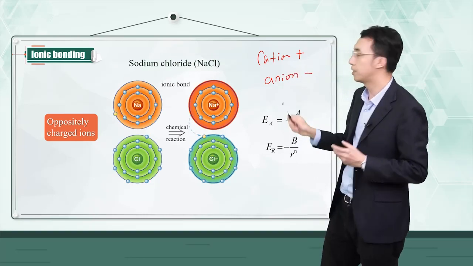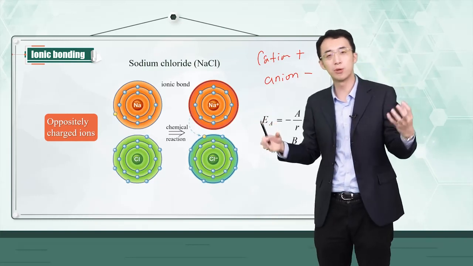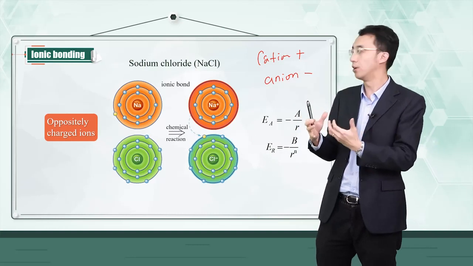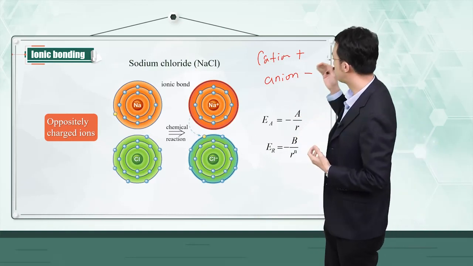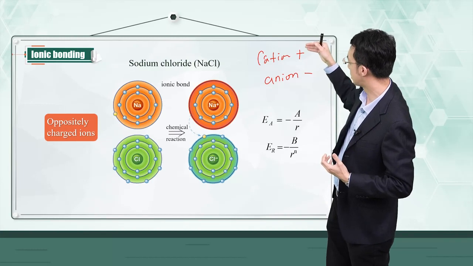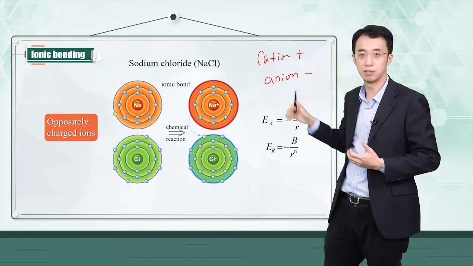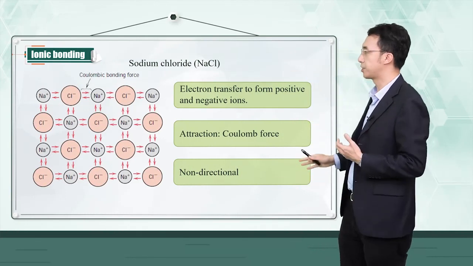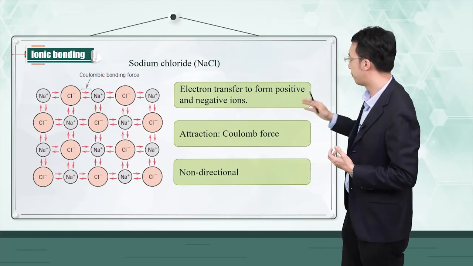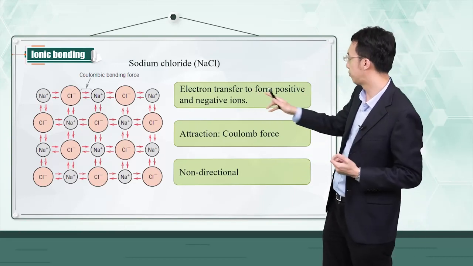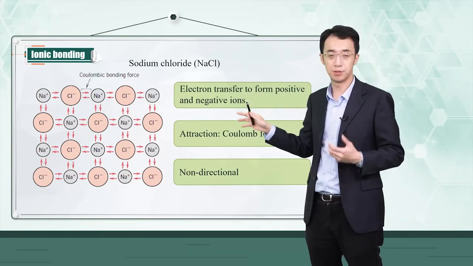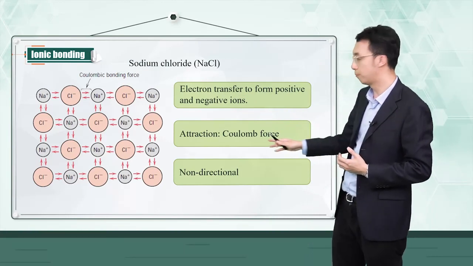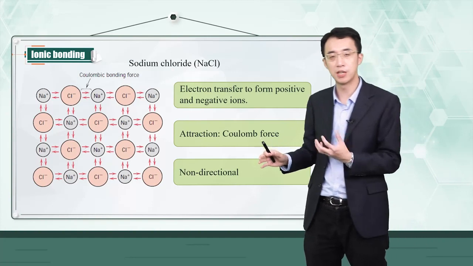So ionic bonding is usually formed between a metal and a non-metal element, so that there is a complete transfer of electrons. And the result is the formation of positively charged cations and negatively charged anions. And there are several characteristics of ionic bonds. The first is that electrons transfer to form positive and negative ions. So it's a complete electron transfer. And the attraction comes from the Coulomb force between the positively and negatively charged ions.